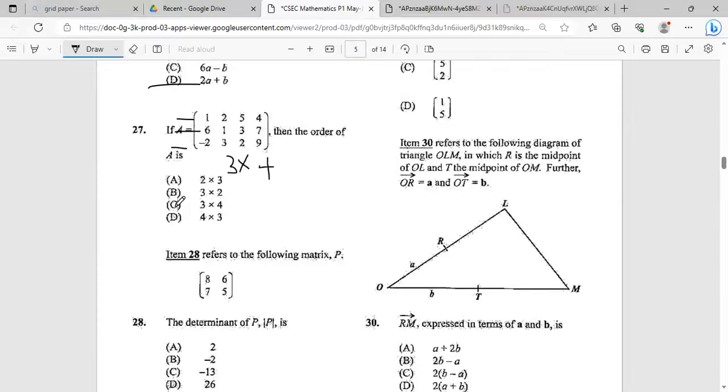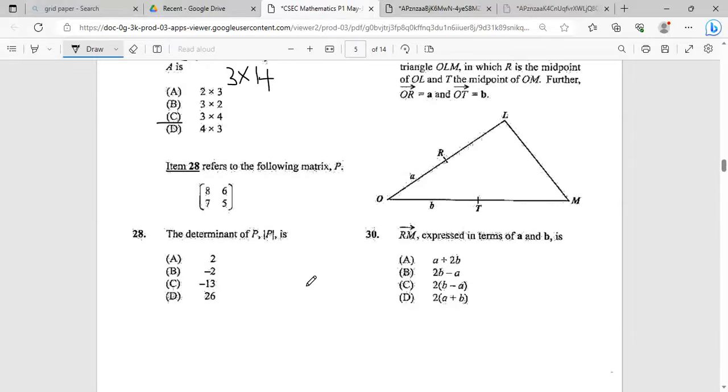This is a repeat question. Persons are having problems with 28. From my understanding, this means modulus. I know you guys don't do A level yet, but it should be taught in schools. This means the positive of it. The determinant of P, and they take the modulus, so it cannot be a negative answer. Big up Trace, she had asked me about that. When I did the past paper, I did do that, right?